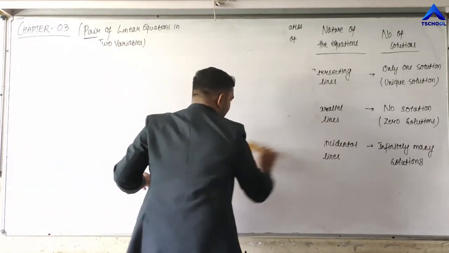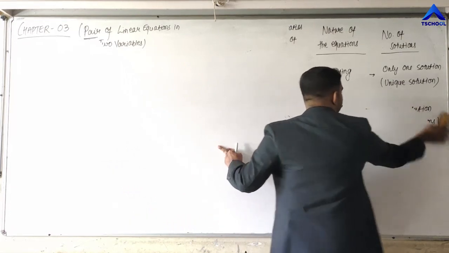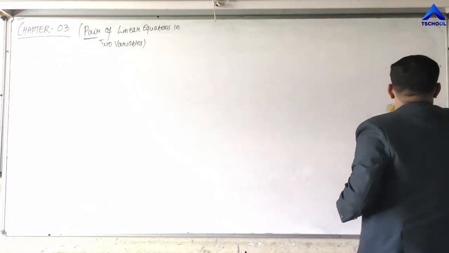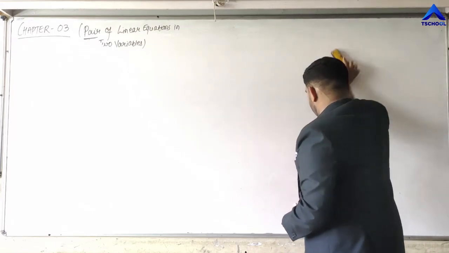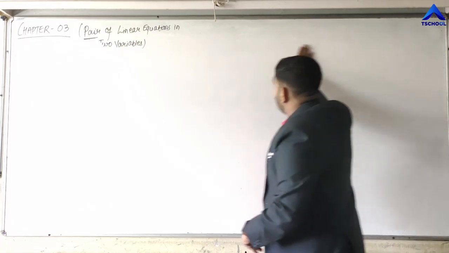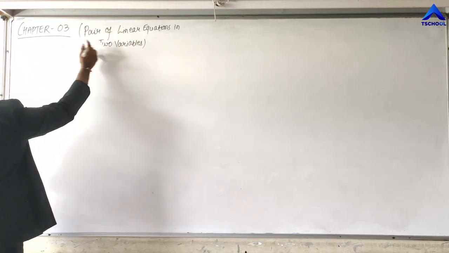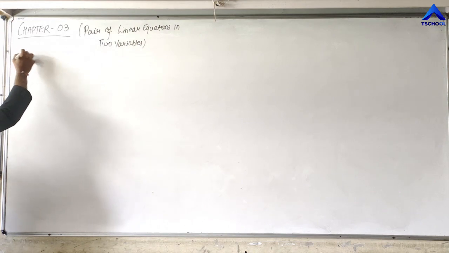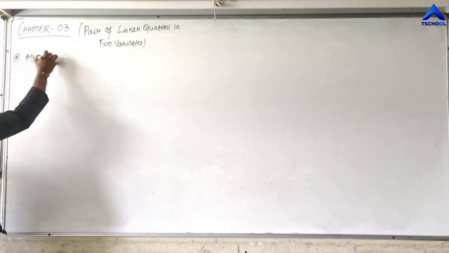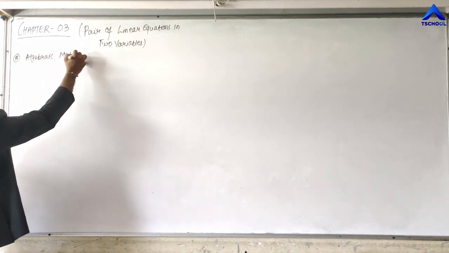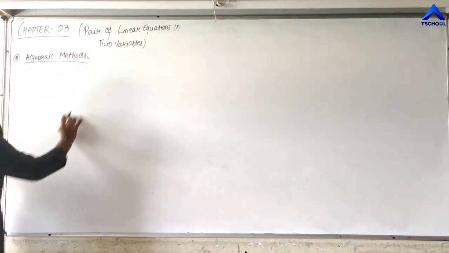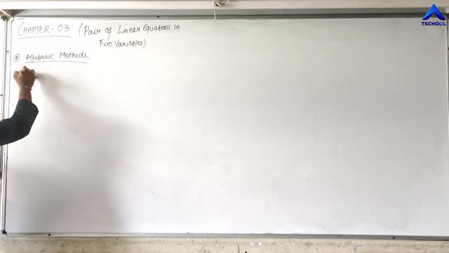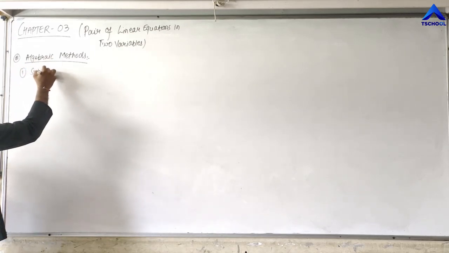The three methods that we are going to discuss in this chapter are the first one, that is the substitution, the second one, that is the elimination, and the third one, that is the cross multiplication method, right? So let us start with the algebraic methods of solving a pair of linear equations in two variables. The very first one is the substitution.